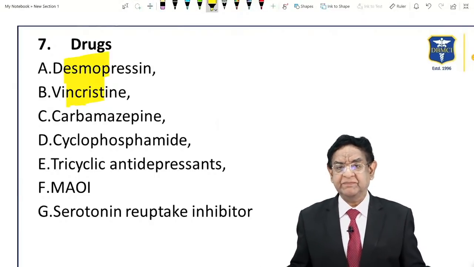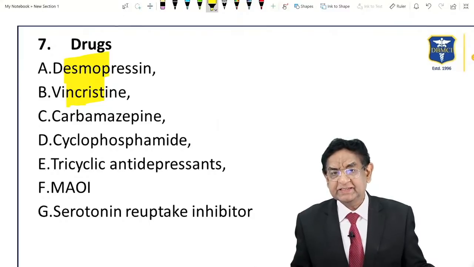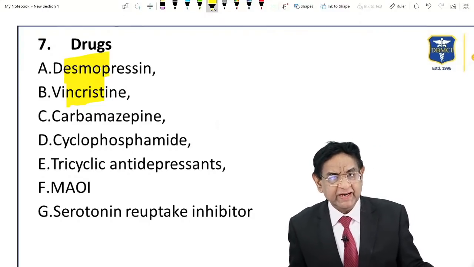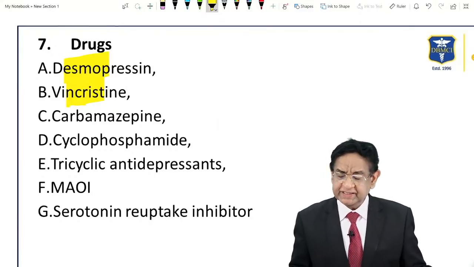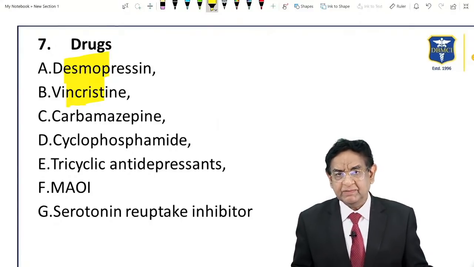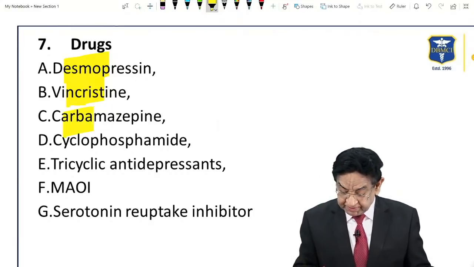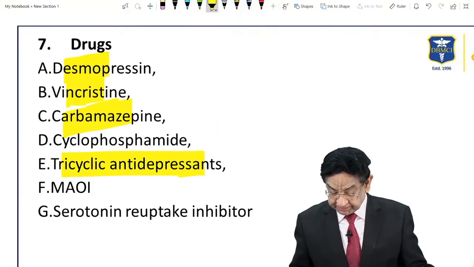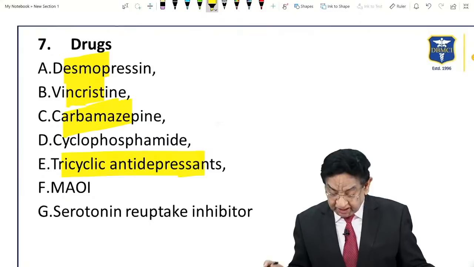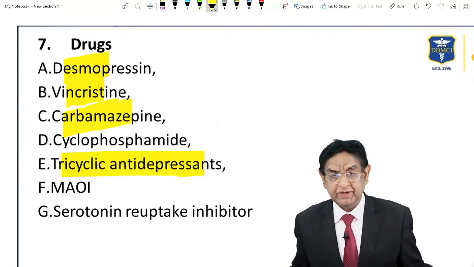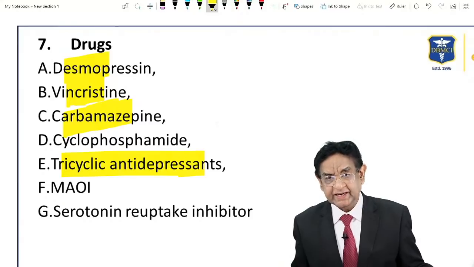Desmopressin is nothing but a synthetic form of ADH. Definitely, if you are giving an extra amount of ADH, it's going to cause drug-induced SIADH. Carbamazepine is a very commonly asked question, and tricyclic antidepressants. Of course, the list is huge. I have given you 5 or 7, but out of these also don't forget these 4, very, very important, which can lead to SIADH.